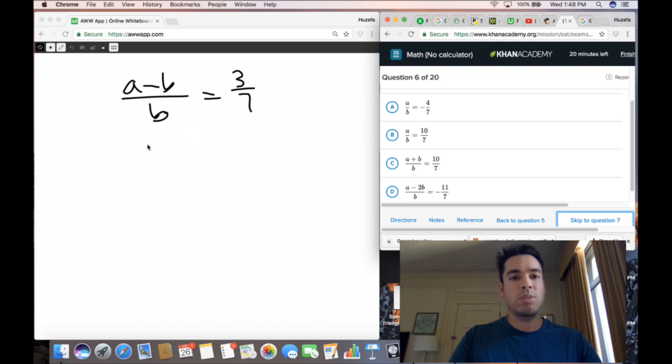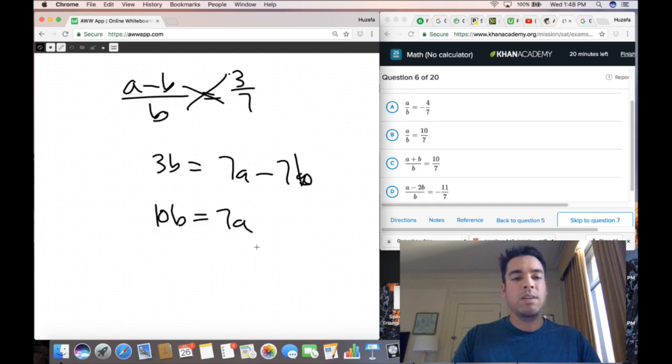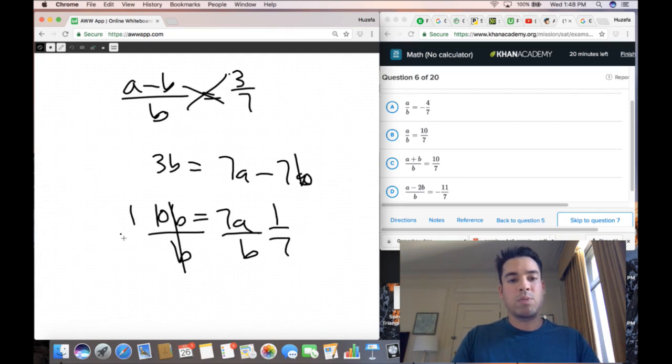We're going to cross multiply, so we get 3b equals 7a minus 7b. And then I'm going to move this over here, so we've got 10b equals 7a. We're trying to get a over b, so we're going to divide by b, and then multiply by 1/7, to get rid of the 7. And so we get a over b equals 10 over 7.